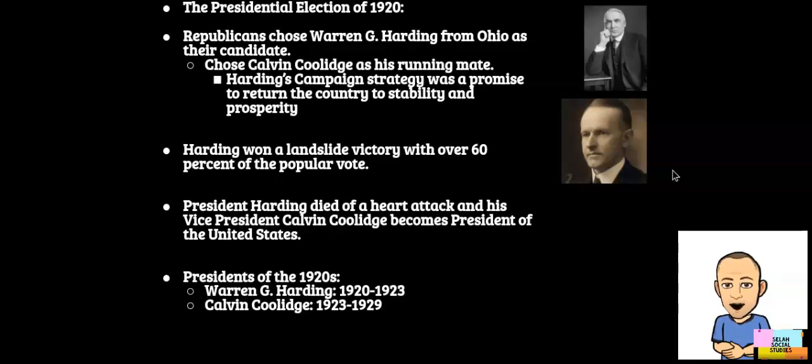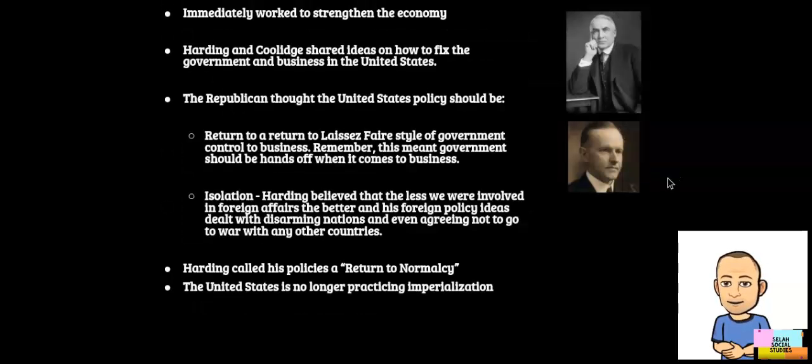So the 1920s were a period of huge economic growth, and it was all done for the vast majority under these two men, Warren Harding and Calvin Coolidge. So what type of policies do they put into effect? Well, President Harding and Coolidge put Republican-based policies in place to immediately strengthen the economy and fix the government and businesses in the United States.